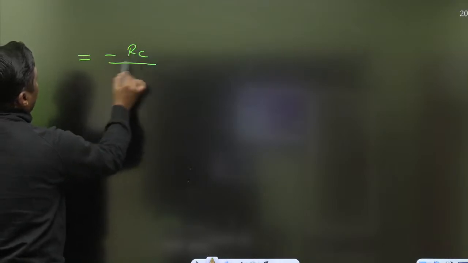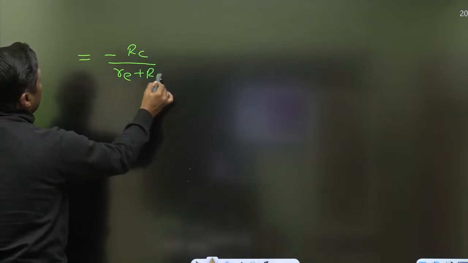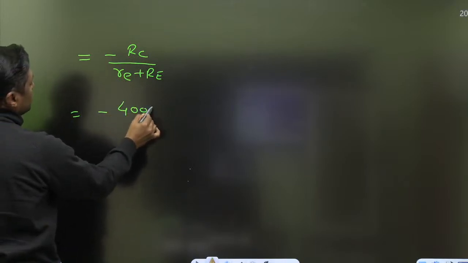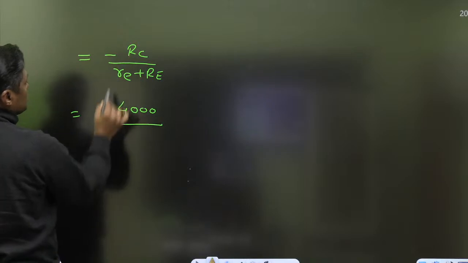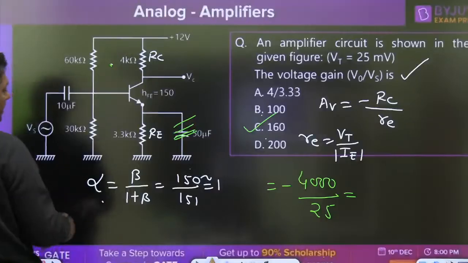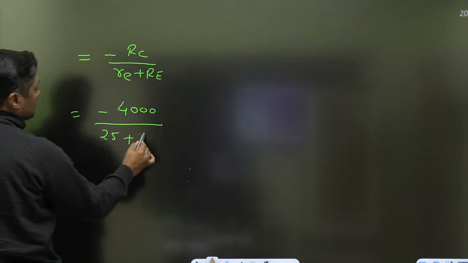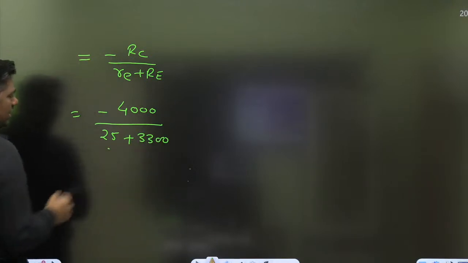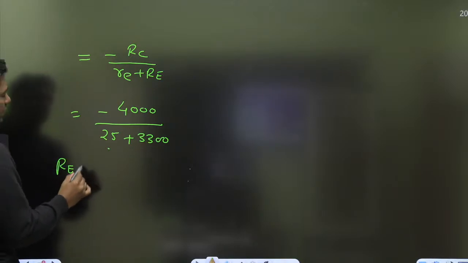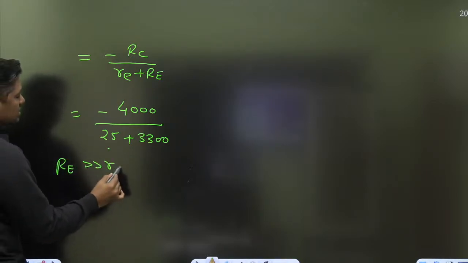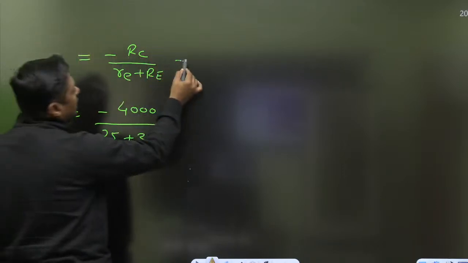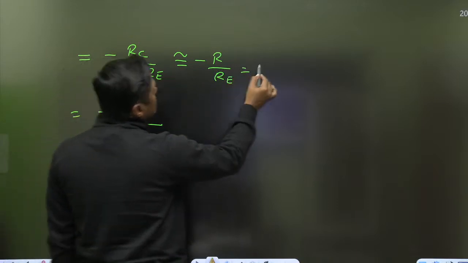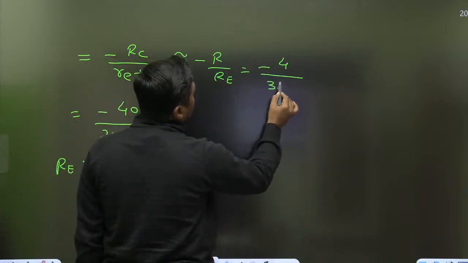If the capacitor is not given, the answer is minus RC upon small re plus capital RE, because RL is not given. Minus 4000 ohm, small re is 25 ohm, and the capital RE is 3.3 kilo ohm, 3300 ohm. 25 is very, very less, so capital RE is very, very greater than small re. You can neglect small re and the answer will become minus RC by RE. In that case, the answer is minus 4 divided by 3.33.